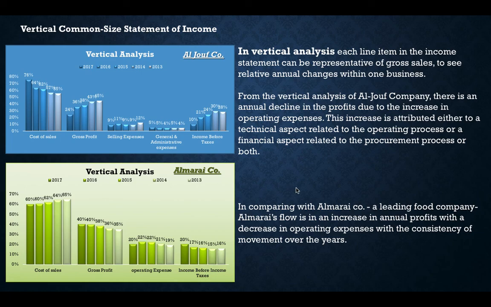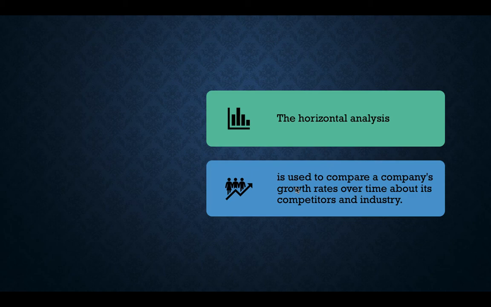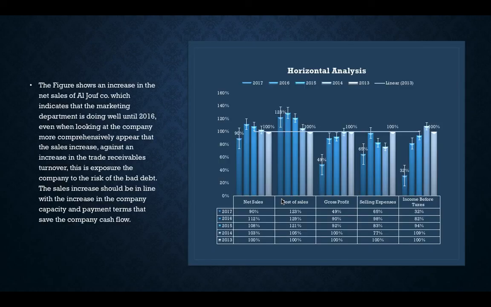Okay, this is the vertical analysis. If we go through the horizontal analysis, the main reason for the horizontal analysis is to see our growth rates as we move from year to year. We take a base year. Here in our example, we take the base year as 2013, and then we check every year.